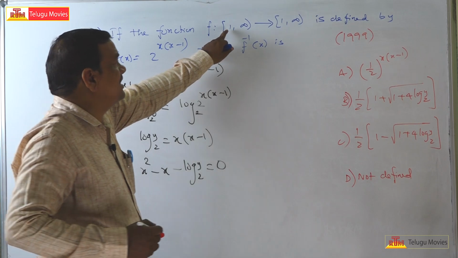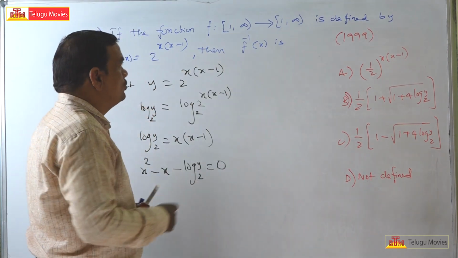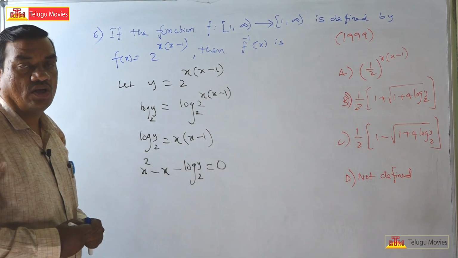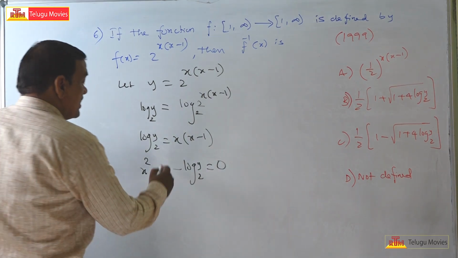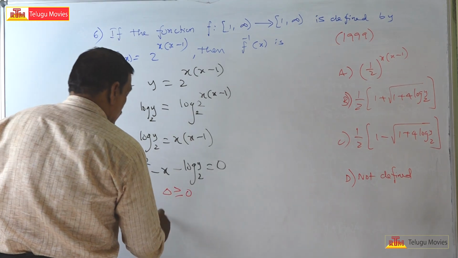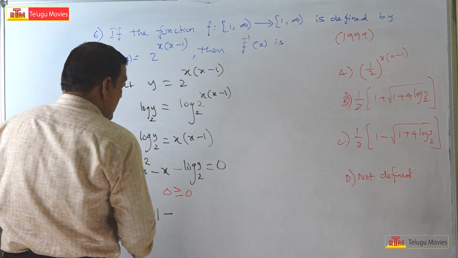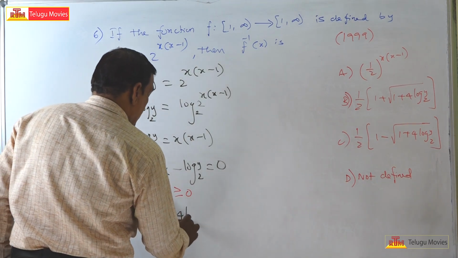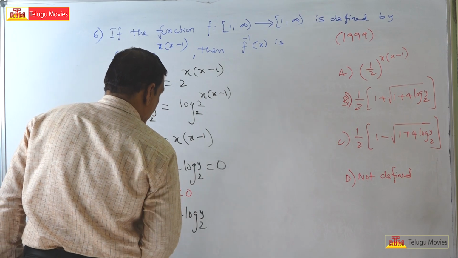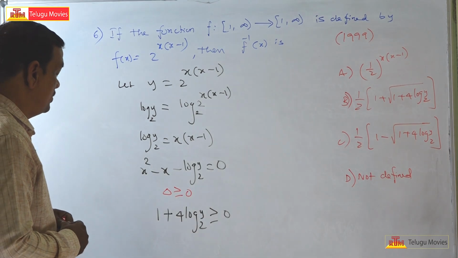So, here x has the domain 1 to infinity, the set of positive real numbers, which means it has some roots. Therefore, delta is greater than or equal to 0. Therefore, b square minus 4ac, that is 1 plus 4 times log y to the base 2, is greater than or equal to 0.